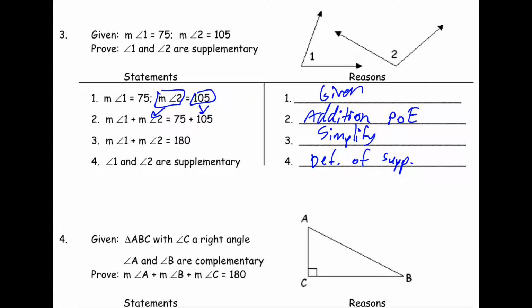Number 3, we start with some given information. Then we're going to add either the measure of angle 2 or 105, which are equivalent values, to both sides. We're going to simplify 75 plus 105, and by the definition of supplementary, these two are supplementary.